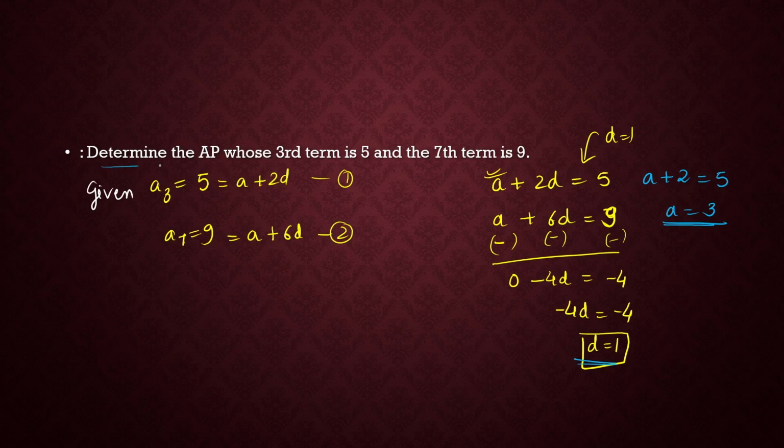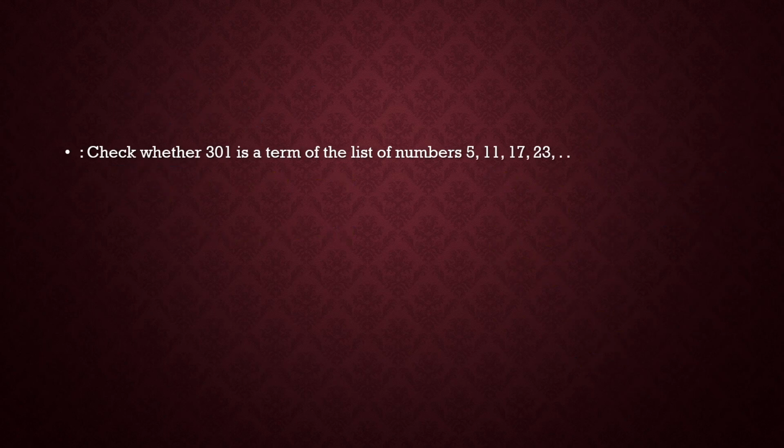Now we can easily find the AP. AP is nothing but A, A plus D, A plus 2D, A plus 3D, and it goes on. So that's nothing but 3, 3 plus 1 is 4, 4 plus 1 is 5, 5 plus 1 is 6, and it goes on. So this is the AP. Okay, let's move on to the next question. Hope you understood this question.